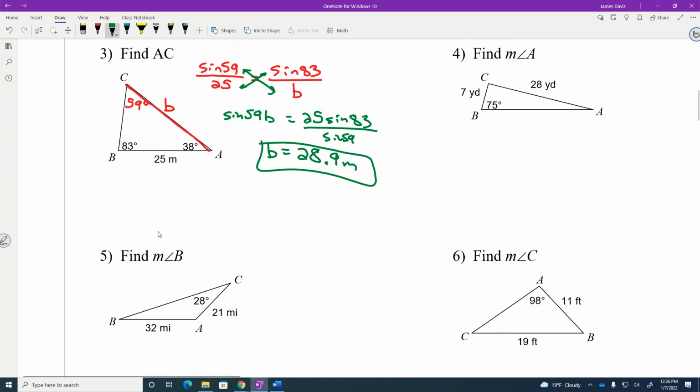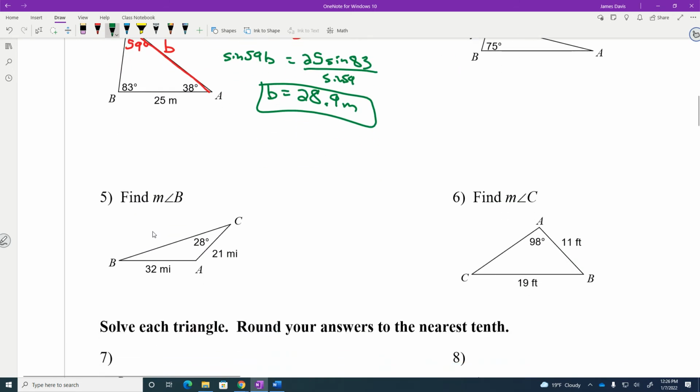Let's drop down to number 5. Try that one. In this one, we are asked to find an angle. Let's see which one we want to use here. Do we have a pair given? Yeah, it gave us a pair, right? It gave us an angle and the side opposite. Think of all sines, and let's just start by writing the pair. Whatever we do, we know we're going to use that pair. So let's go ahead and write it. Sine of 28 over 32.